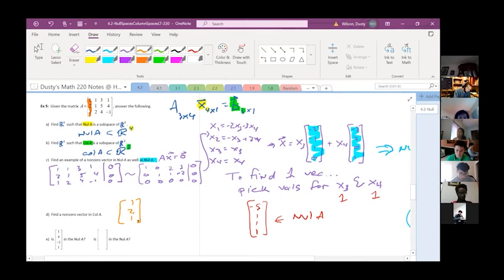Or maybe I could take both of these columns and add them together. If I added those two vectors together, 1 plus 3 is 4, 3 plus 5 is 9, 4 plus -1 is 3. These would be a couple of different examples of non-zero vectors that are in my column space. So this one was A1. This one was A3 plus A4, where the A's are the columns of matrix A.